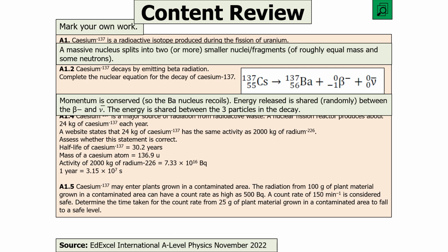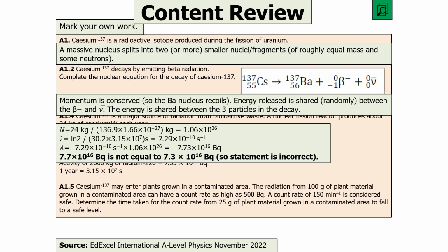In this next one, we can work out the number of particles in cesium by doing 24 over 136.9 times 1.66 times 10 to the minus 27, the mass of 1 u. So you work it through and you get the number of particles there to be 1.06 times 10 to the 26. We know that the decay constant is equal to log 2 over the half-life, so you can work it through in seconds. Remember to convert years into seconds, so we get 7.29 times 10 to the minus 10 seconds to the minus 1. We know that then activity is equal to minus the decay constant times N, so multiply those two numbers together to get minus 7.73 times 10 to the 16 becquerels.